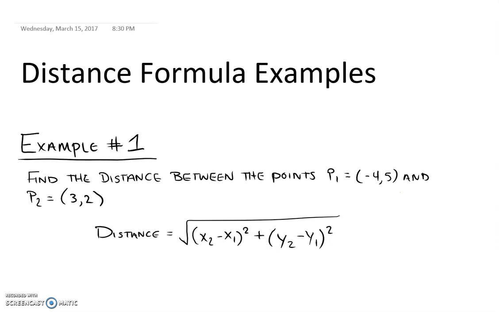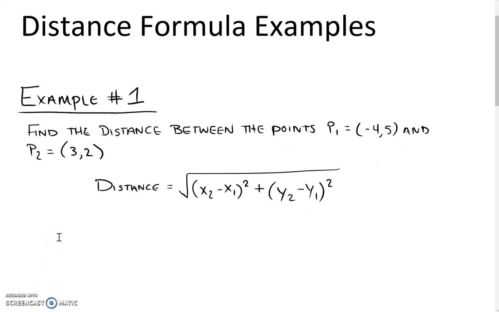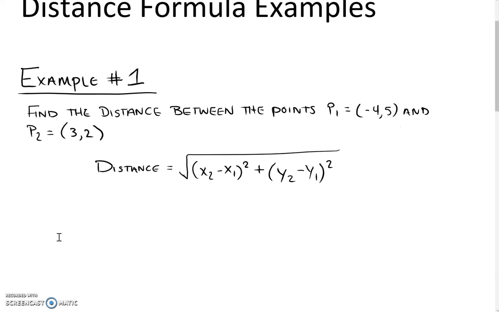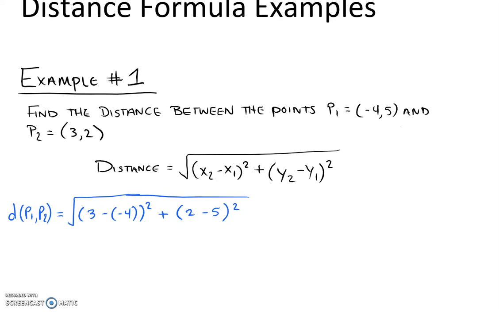So let's go ahead and get into example number 1. As you can see, in example number 1, we're asked to find the distance between P1 and P2. We're already given our coordinate points, our x's and our y's, so all we have to do is simply plug those values into our formula. As you can see here, what I've done is I've replaced the x's and the y's of the formula with the values that we have for our P1 and our P2. So what we have to do from here is simply do some simple calculations and calculate what the distance is.